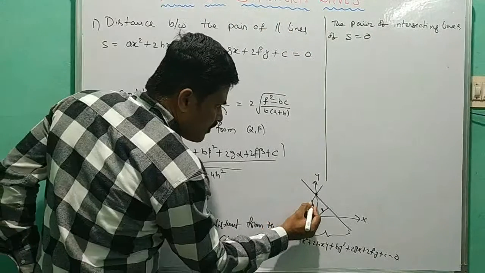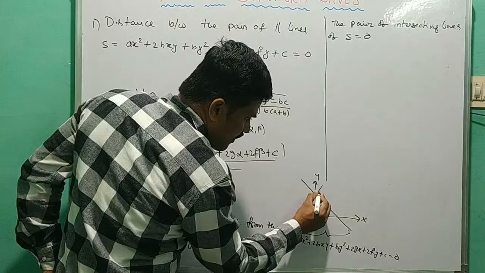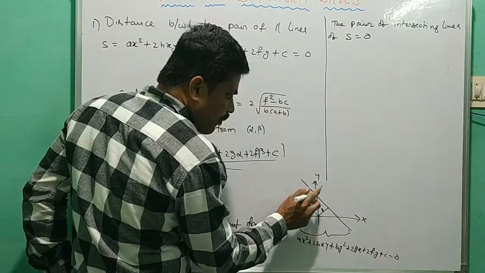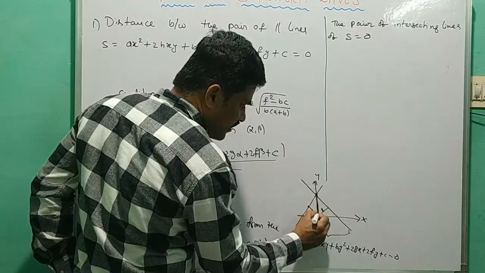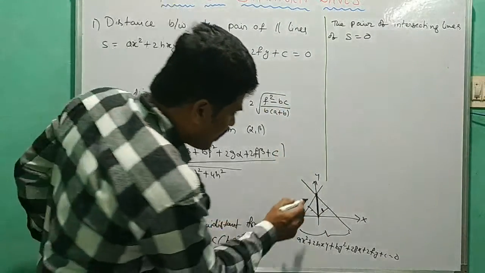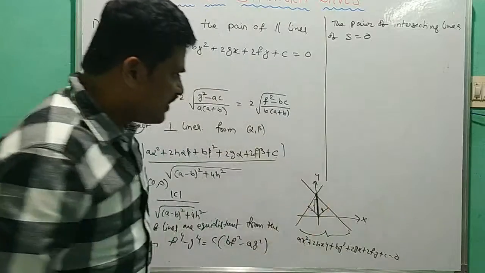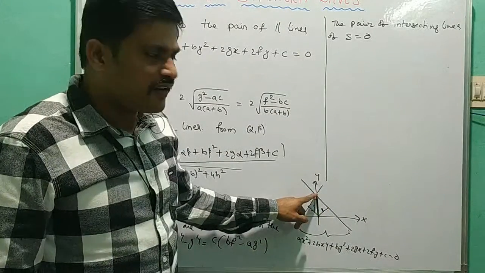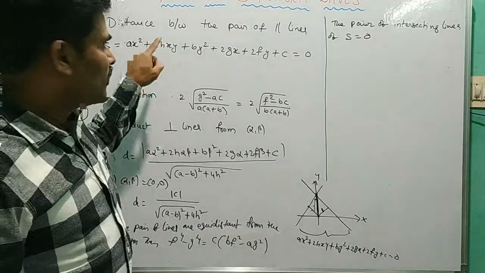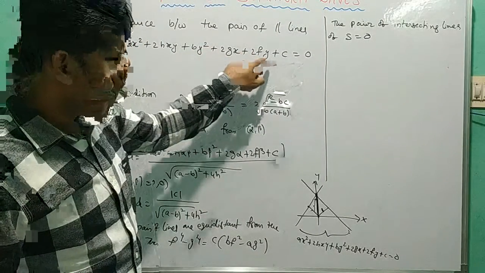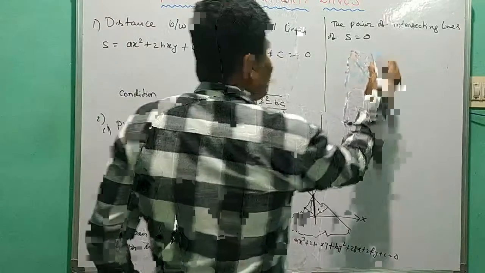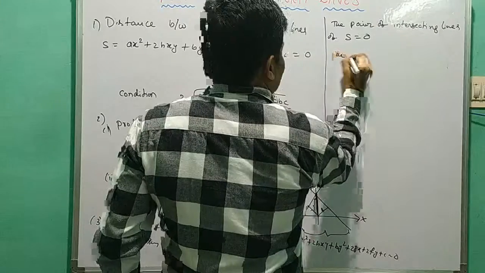Now here we have this is the point of intersection. Now from the origin to the point of intersection, this is the distance from the origin to the point of intersection of the intersecting lines ax square plus 2hxy plus by square plus 2gx plus 2fy plus c equal 0.